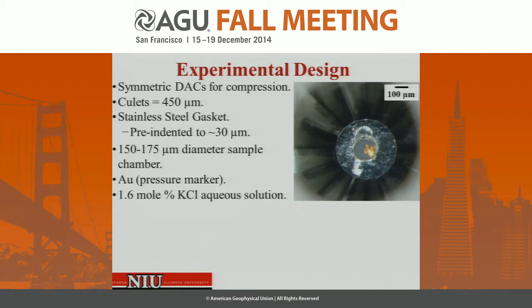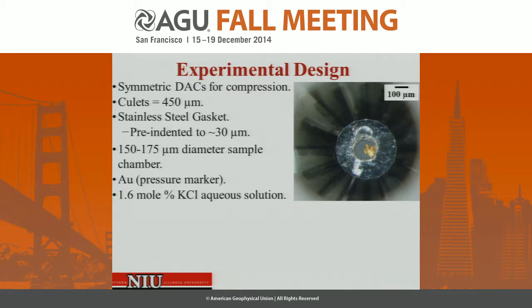So these are experimental studies. They're not models. We're not going to go up to 700 gigapascal. We're going to stay at the low pressure side of around 40 GPa and less. So the first thing we wanted to do was see, could we get at room temperature sodium or potassium chloride into the ices. So we did the experiments in symmetric diamond anvil cells with culettes of about 450 microns.